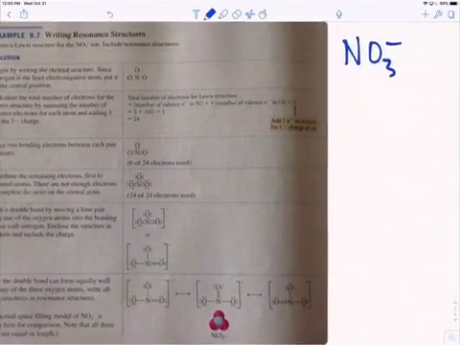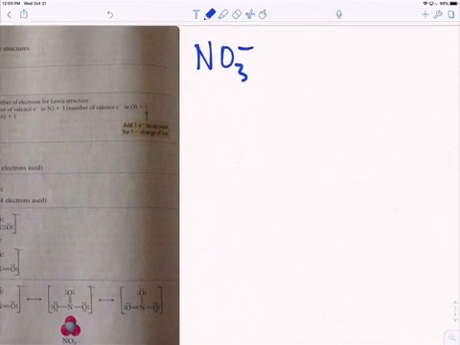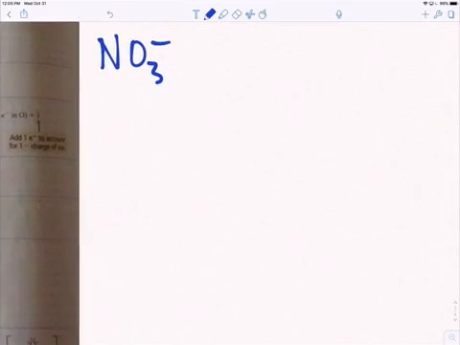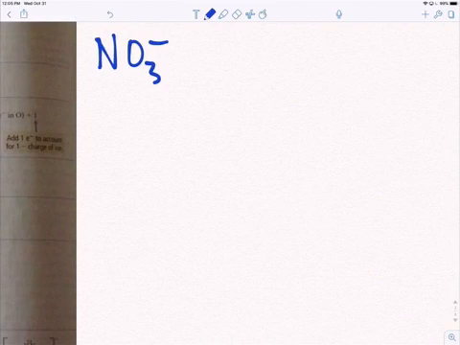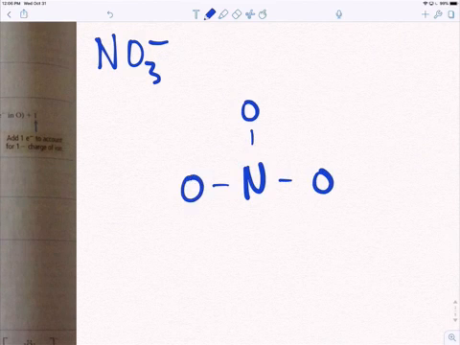So let me do a couple examples. Write the Lewis structure for the nitrate ion. Include resonance structures. So nitrate, we have NO3 minus. The first step is to write the skeletal structure. Which atom is bigger, nitrogen or oxygen? It's nitrogen. It's to the left of oxygen. Nitrogen is in the center, and we're going to have oxygens around it like that.